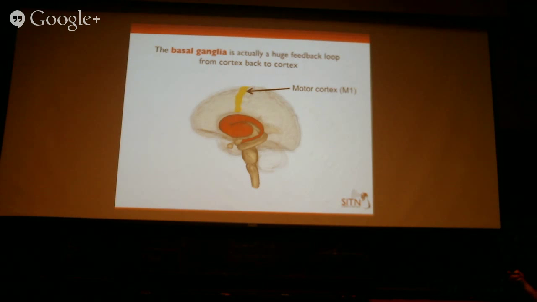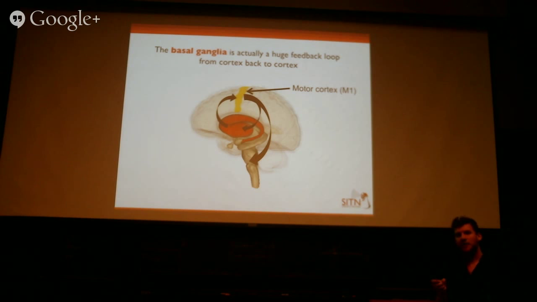Well, I told you guys that the motor cortex sends a big connection out to the spinal cord, where it controls neurons that will control muscles. But what I didn't tell you is that it also sends a huge connection to the basal ganglia. This basal ganglia, in turn, provides a big input back to the motor cortex, modulating or influencing what activity actually comes up. So the basal ganglia is a huge feedback loop from cortex back to cortex. It changes the information that eventually leaves the brain and goes to the spinal cord.